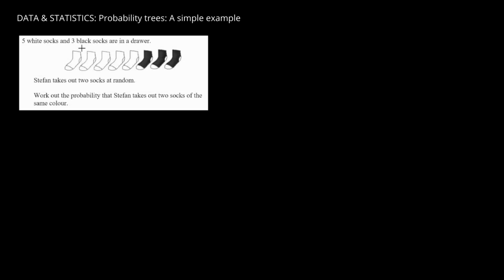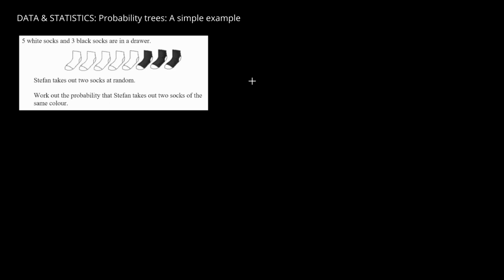I've got a question here on probability. We've got 5 white socks and 3 black socks in a drawer, and a rather unnecessary diagram here, and this guy takes out 2 socks at random, and we need to work out the probability that he takes out 2 socks of the same colour.